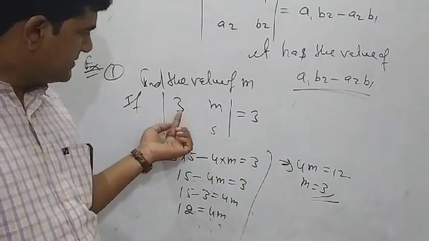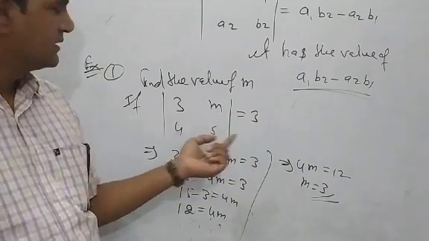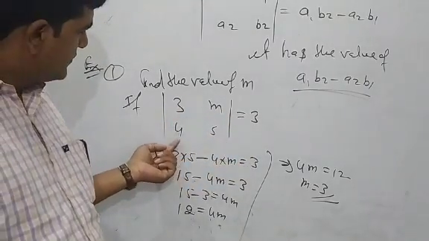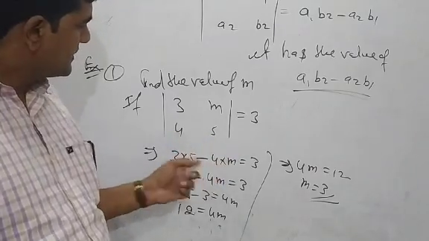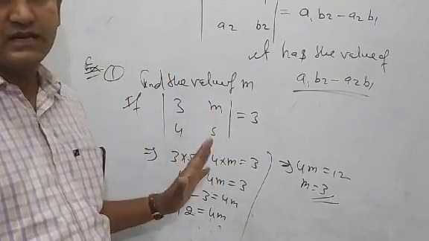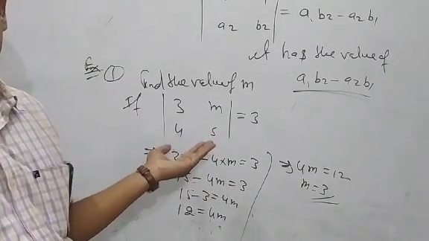If the determinant 3, m, 4, 5 is equal to 3 is given, where 3, m is the first row, 4, 5 is the second row, 3, 4 is the first column, m, 5 is the second column, and this is a determinant of order 2 cross 2. Understood?